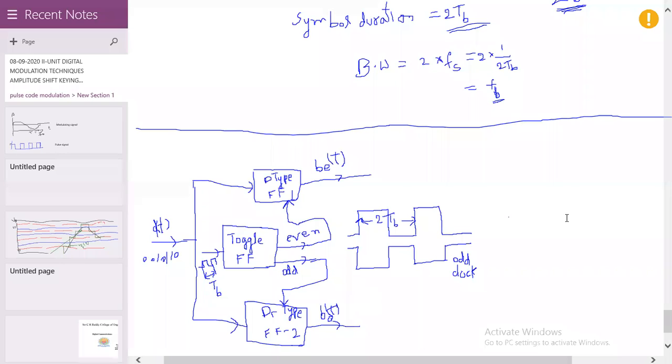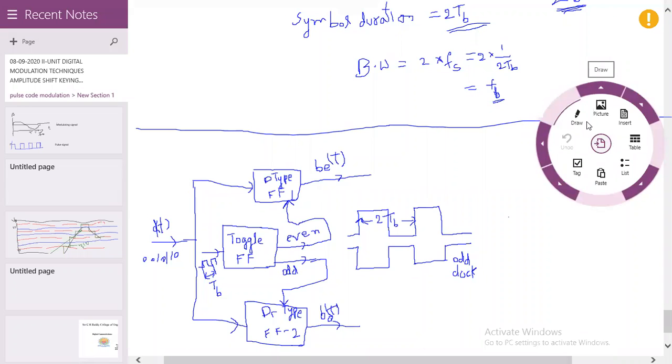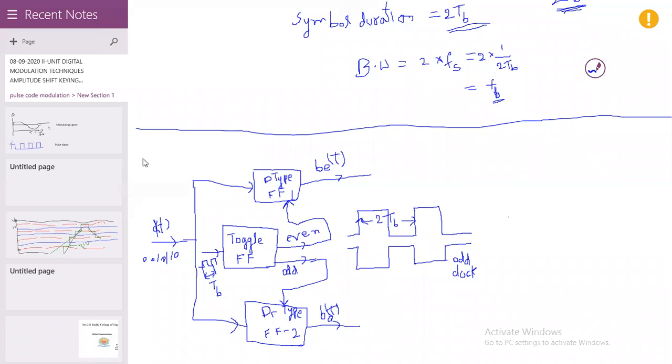This is the block diagram of the QPSK transmitter. Please note down this QPSK transmitter block diagram.